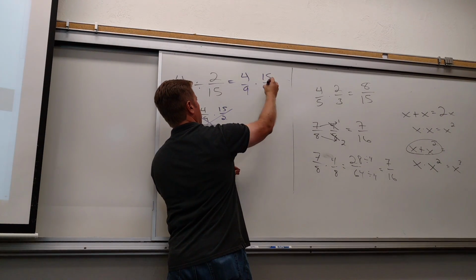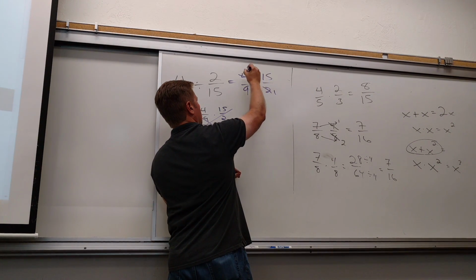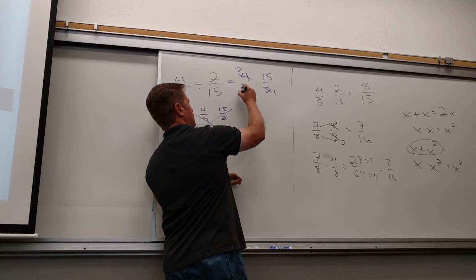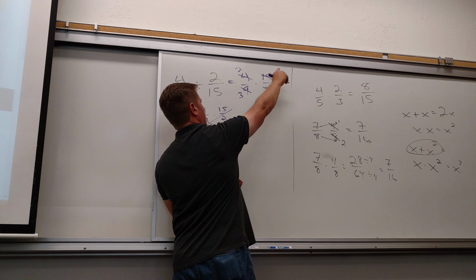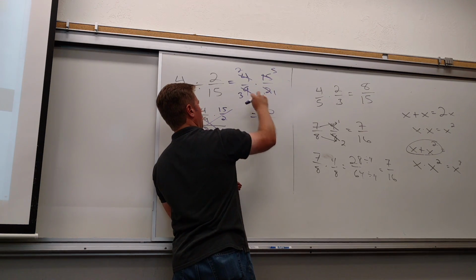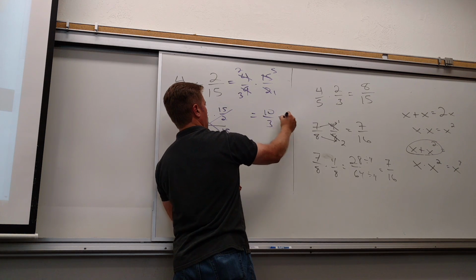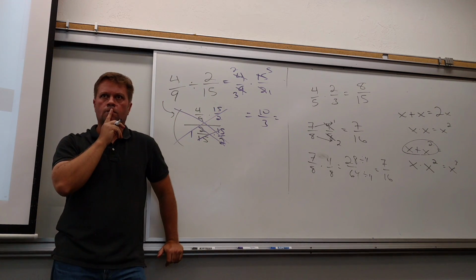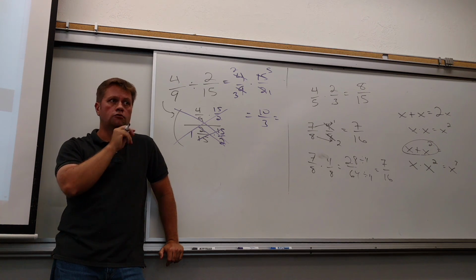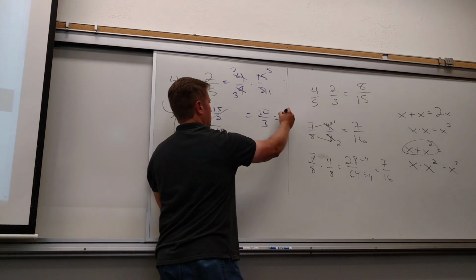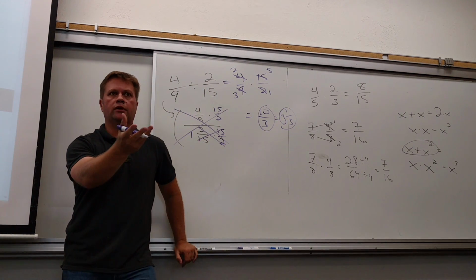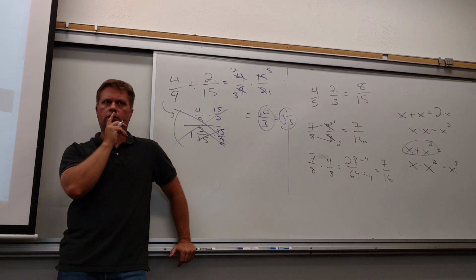So 2 goes into 4 twice. What can go into 9 and 15? 3. So then I end up with 10 over 3, which as a mixed number is what? 3 goes into 10 three times with 1 left over. So depending on what I ask you to do as an answer, you can give it to me either way.